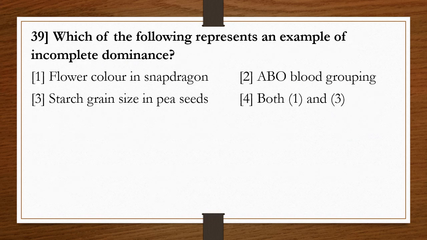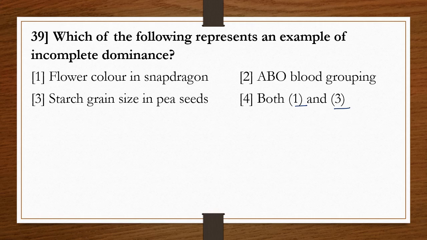Question number 39. Which of the following represents an example of incomplete dominance? Options: 1, flower color in snapdragon; 2, ABO blood grouping; 3, starch grain size in pea seeds; 4, both option 1 and 3.